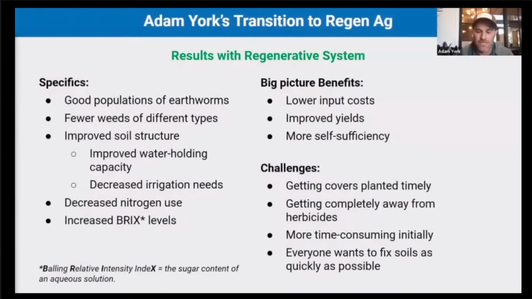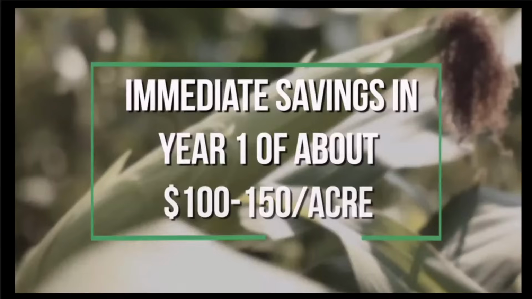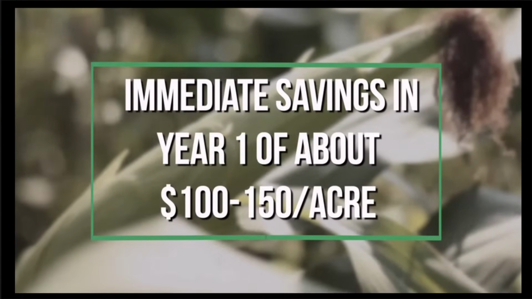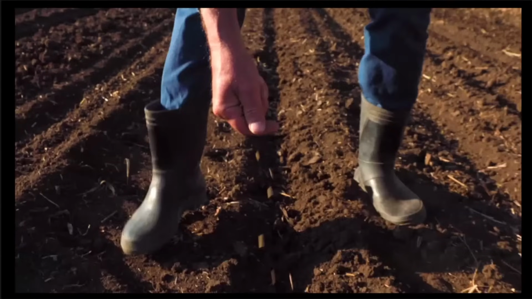Big picture benefits is lower input costs, which is a big deal. Yields have improved. And we are more so self-sufficient as a farm. We were probably saving right out the gate anywhere between $100 to $150 per acre. Some of that cost is obviously less tillage, lowering your fuel costs.